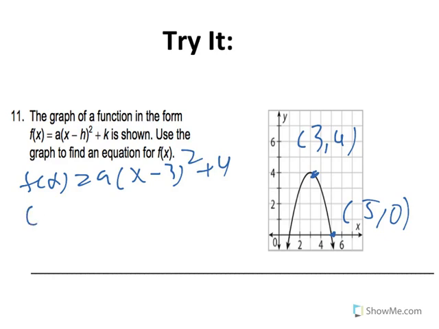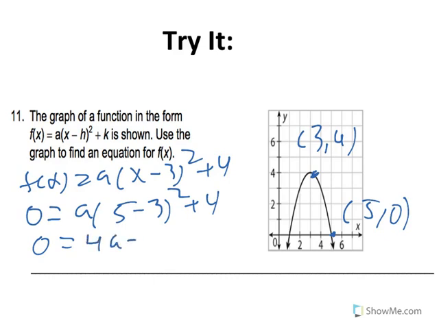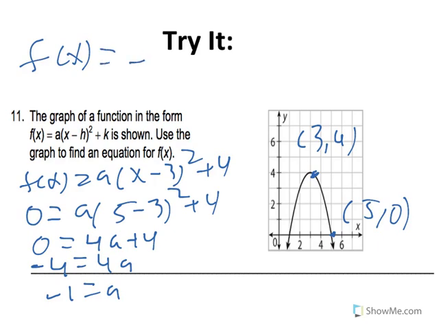So then the function is 0 equal to a times 5 minus 3 squared plus 4. 5 minus 3 is 2, squared is 4, so we have 4a plus 4. Subtract 4 from both sides, so negative 4 equal to 4a, so negative 1 equal to a. So then the function in vertex form, f of x equal to negative 1 times x minus 3 squared plus 4.